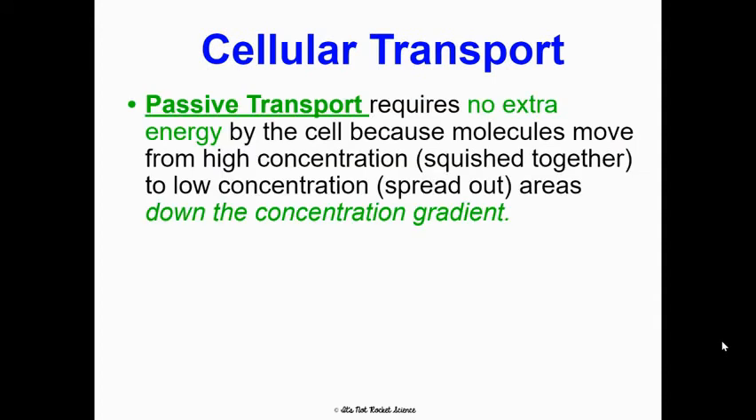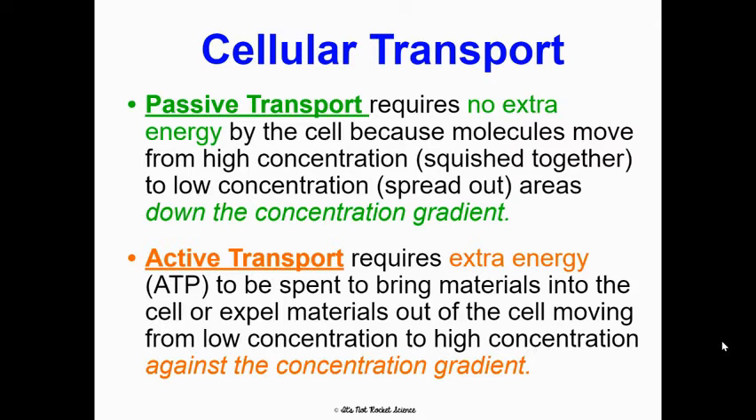So, passive transport requires no extra energy by the cell because molecules move from high concentration, being squished really close together, to low concentration, very spread out. That would mean that if they're moving from high to low concentration, they're moving down the concentration gradient, so high concentration to low.